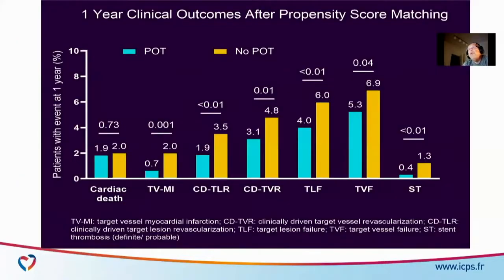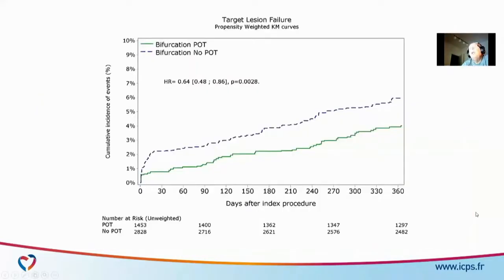POT is very beneficial, as you can see, no impact on cardiac death, but all other events have been reduced. TVMI, clinically driven TLR or TVR, and consequently the TLF is reduced from 6 to 4%, and there is also an impact on stent thrombosis reduction. If we consider the time domain, you can see that the divergence between these two curves occur very early and still continue along the time to 1 year.